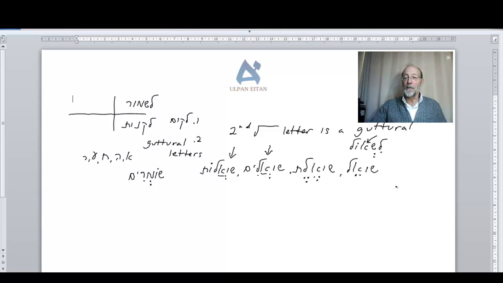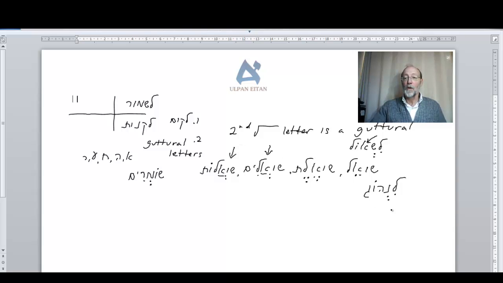Our second example will be the verb lin'hog. I'm aware of the fact that I'm not giving you definitions, folks, because I'm confident you're going to be able to look them up on your own. Lin'hog, 4 forms of the present tense. Noheg, noheget, nohagim, nohagot. Right? Once again, we play up the guttural letter.